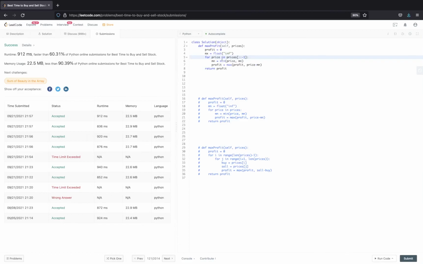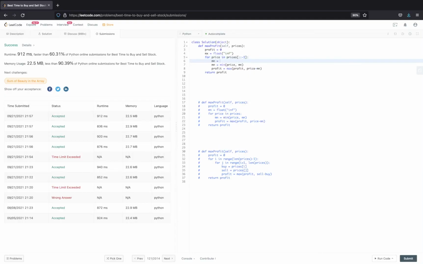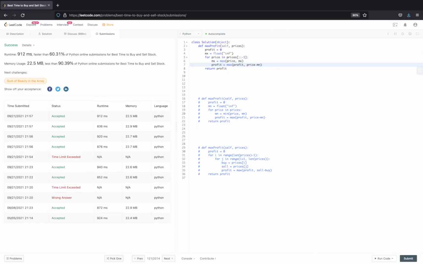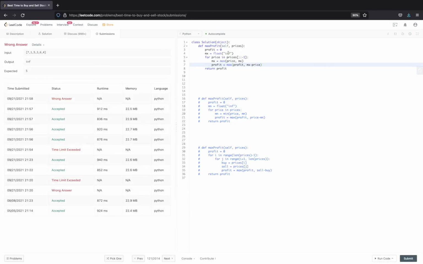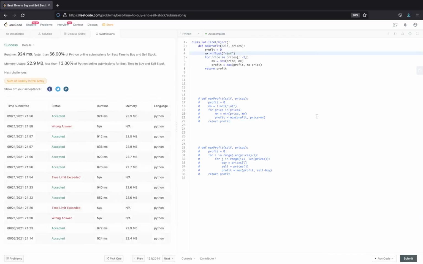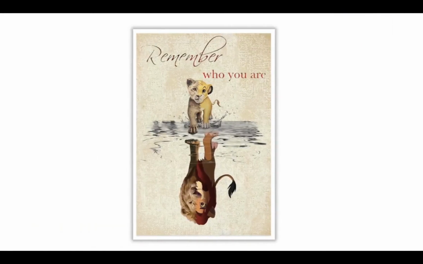So let's see. If we have this price in the list of prices, I need to get the max so far, which is max of price and this mx. And my profit is max of the profit and whatever is my max minus price. Let's see if it works. Okay, oh, the max has to be minus infinity, because this is the identity for max. Let's see. Awesome, it works. I hope you guys like all the solutions, and remember who you are. See you guys in the next video.